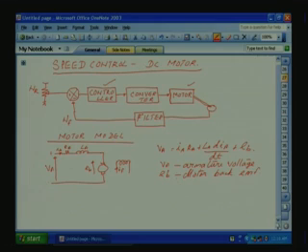Ia is the armature current due to our applied voltage, Ra is the armature resistance, and La is the armature inductance, the winding inductance.